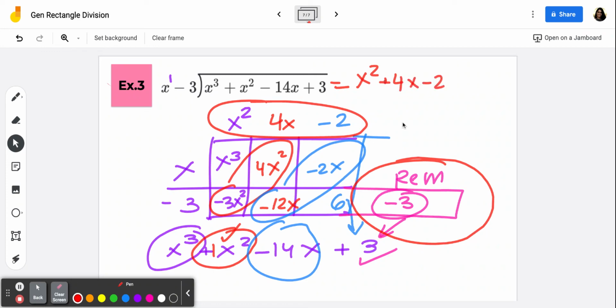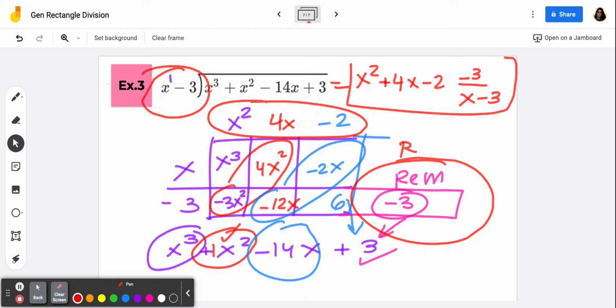Now, instead of writing that cute little r they would make you write in elementary school, here's how we're going to write our remainder of negative 3. Negative 3 divided by whatever you're dividing by, x minus 3. This is the answer to my question.